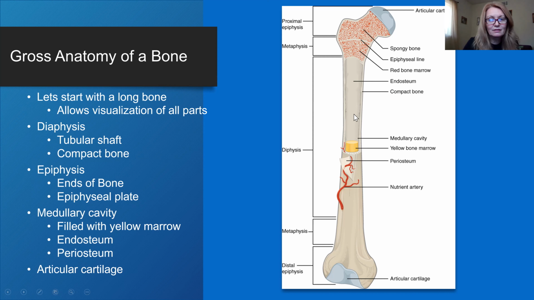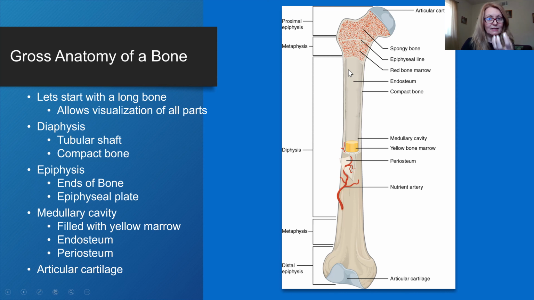Medullary cavity, it's right inside the diaphysis. The medullary cavity in adults is filled with yellow bone marrow, and this is your storage of fat. Also, your bone is covered by periosteum, and this is a dense, irregular connective tissue membrane, periosteum.